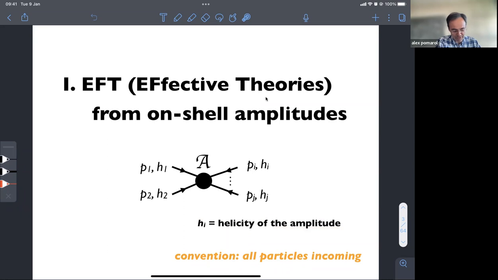I have some conventions that I'll tell you about later, which are probably different from others. For example, my amplitudes are for incoming particles, and I'll also be using the spinor helicity formalism. There are subtleties with signs that are nasty, but I will tell you before.